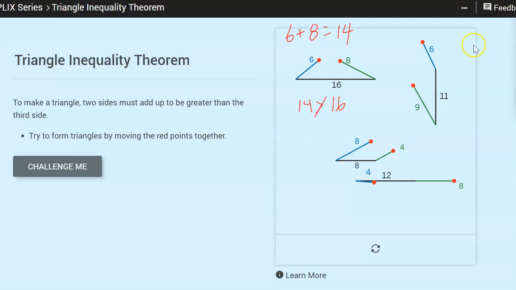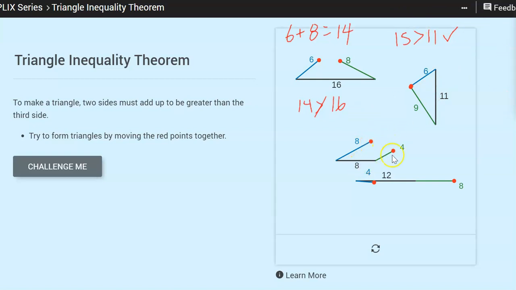But if we look over here, we have 9 and 6, which adds to make 15, which is greater than 11, and we can make a triangle with that. All we have to do is test the two smaller sides against the largest side to make sure the inequality works.